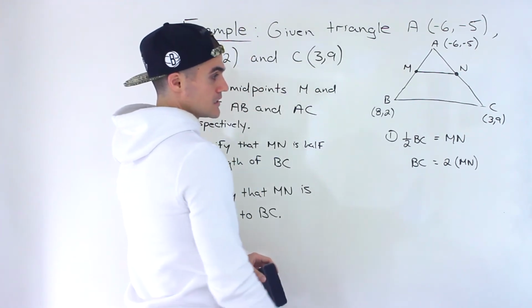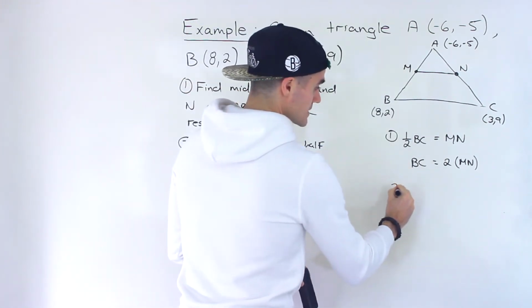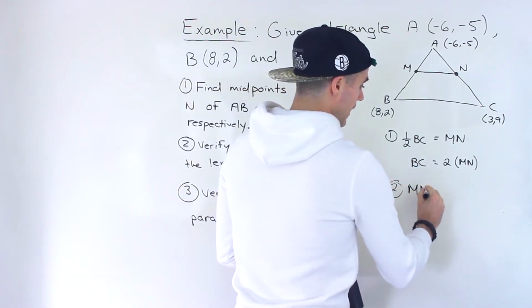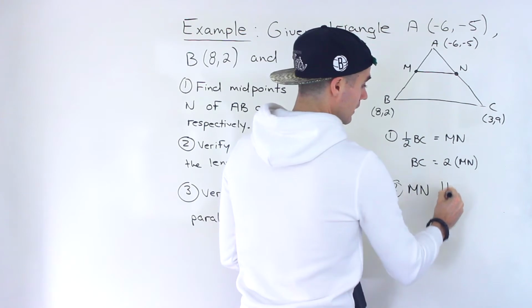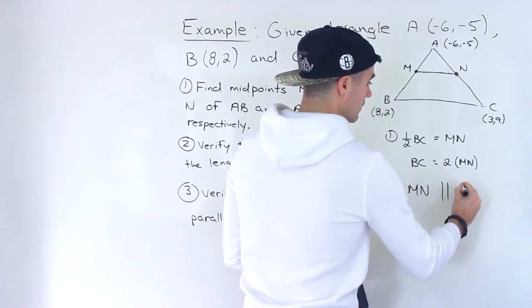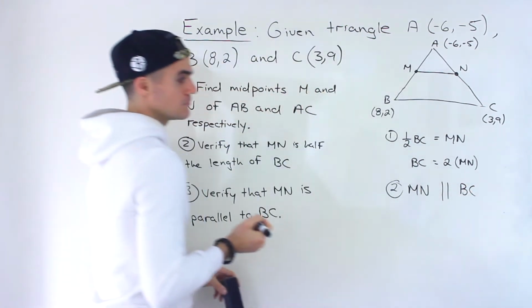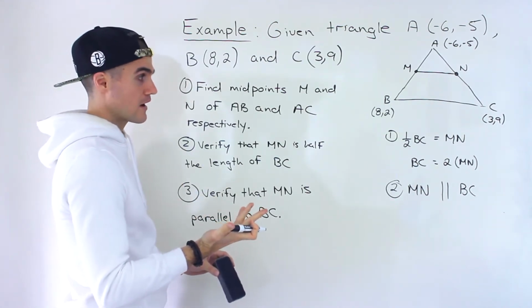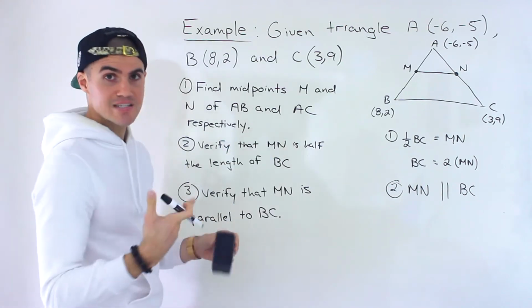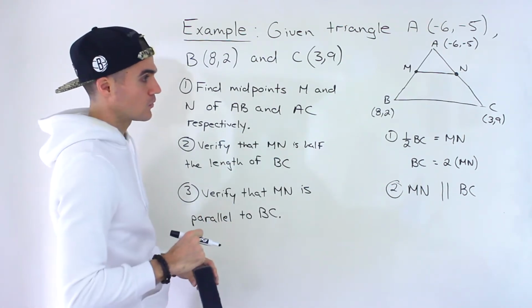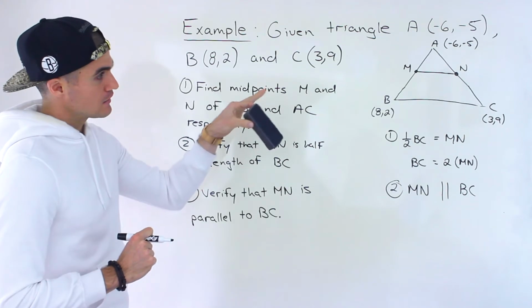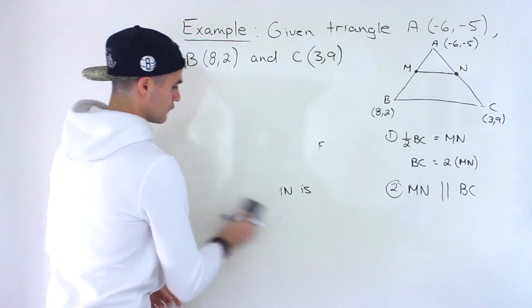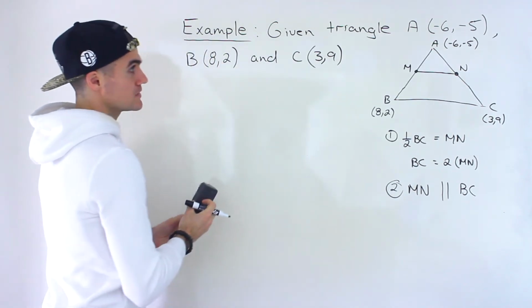So that's the first property, and the second property is that the line MN is parallel to line BC. That's usually the symbol for parallel. So we're going to verify those properties with the specific points that we are working with. Let's start off with finding the midpoint M. That's the first step, finding those two midpoints.